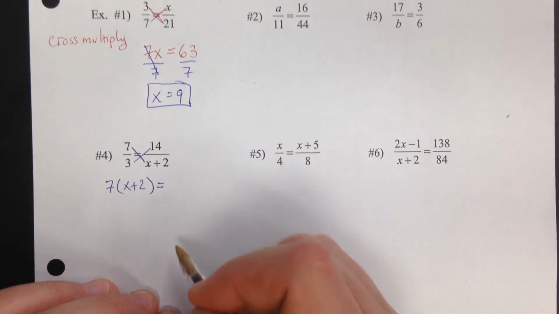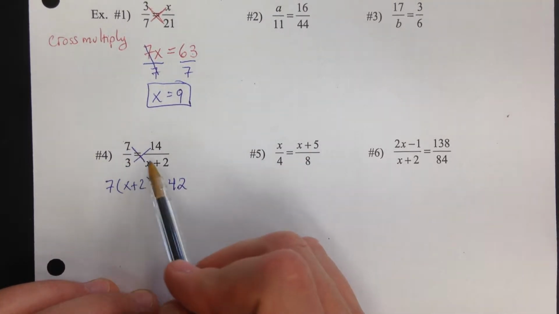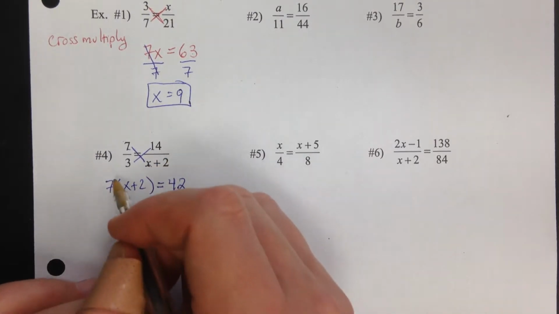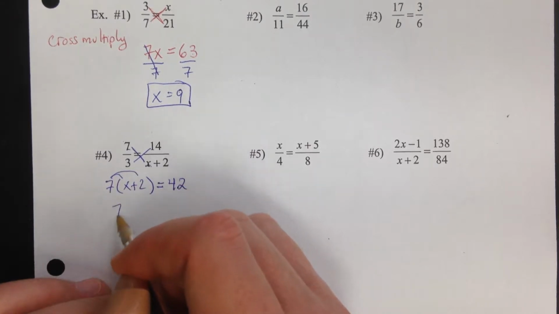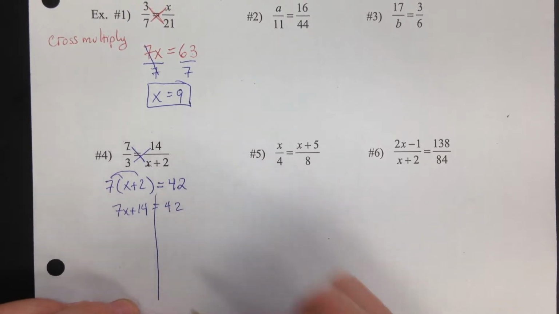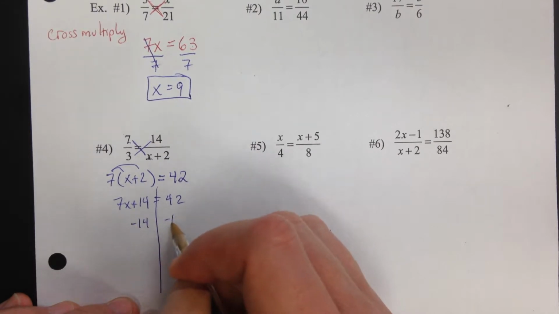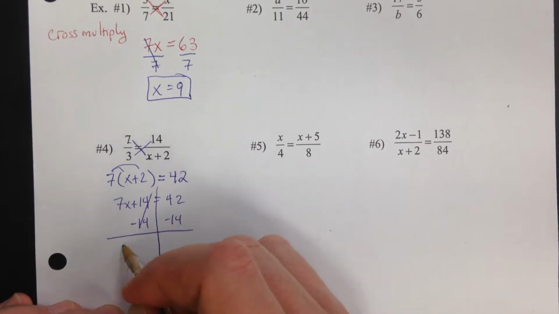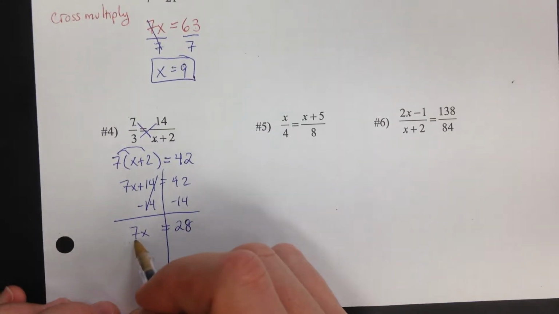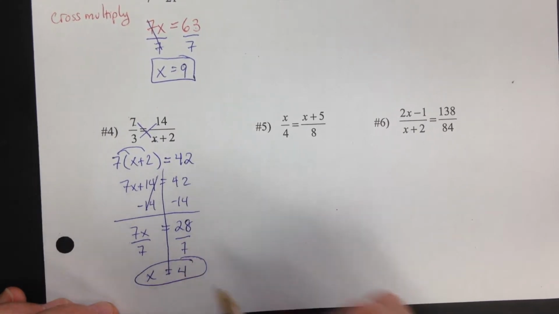Equals 3 times 14, which is 42. When I multiply the 7, it's not just the x that I'm multiplying, it's also the 2. So I'm going to distribute here, and we get 7x plus 14 equals 42. Now we're going to move the constant, which is positive 14. We'll subtract it. So 7x is equal to 28. And then to undo 7 times x, we'll divide by 7, and x equals 4.